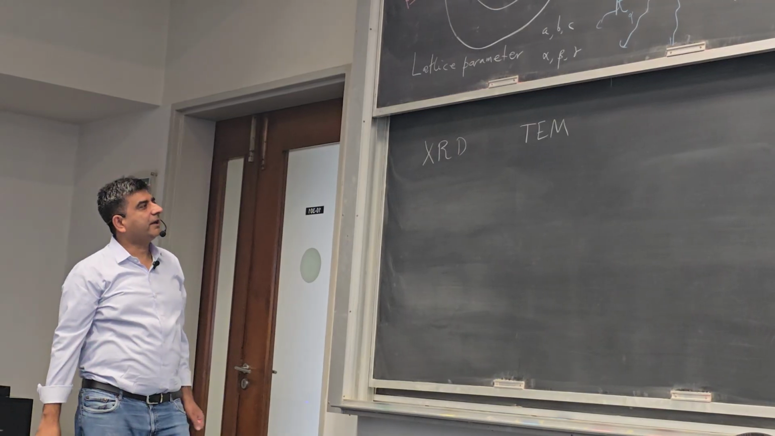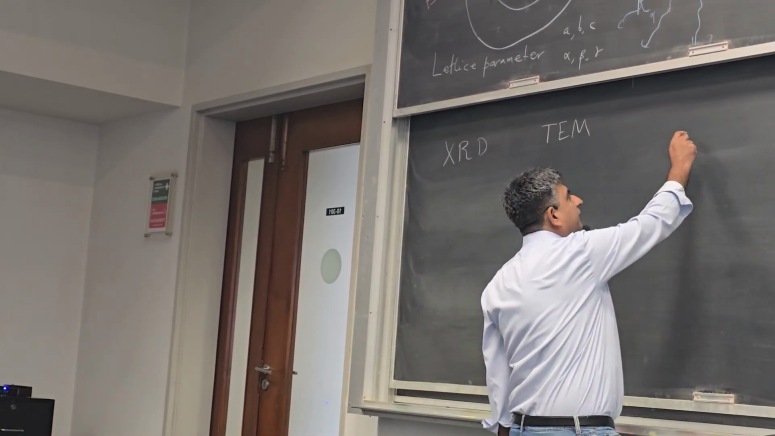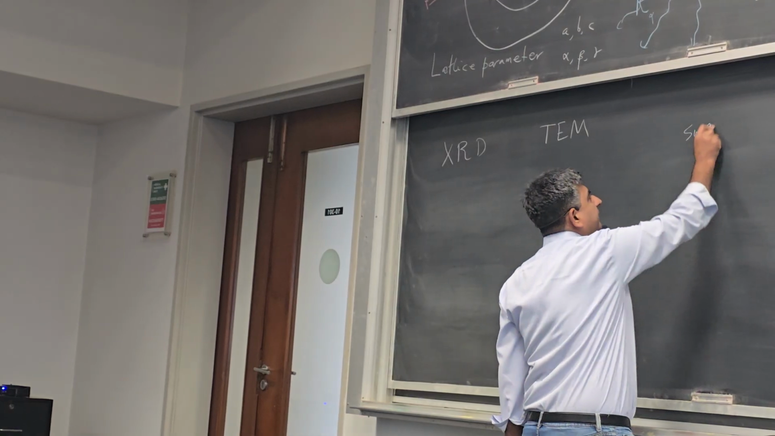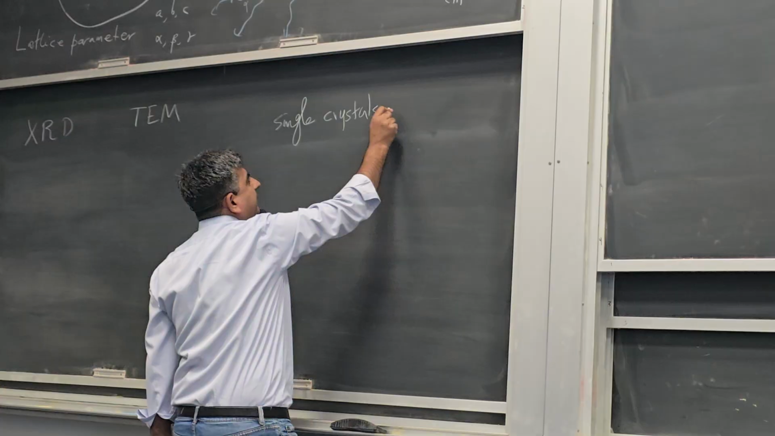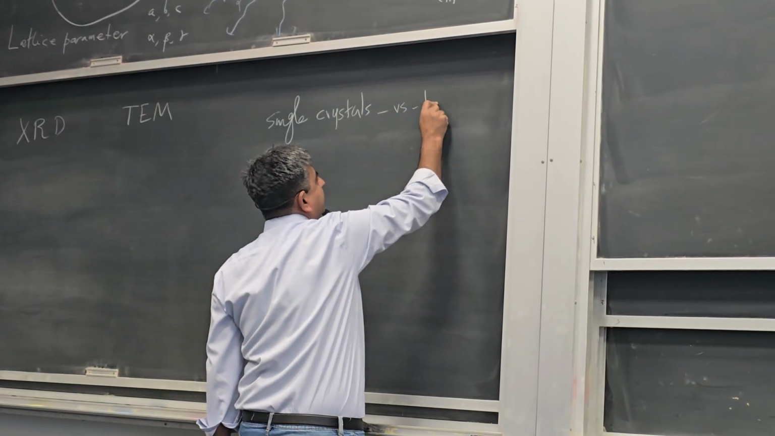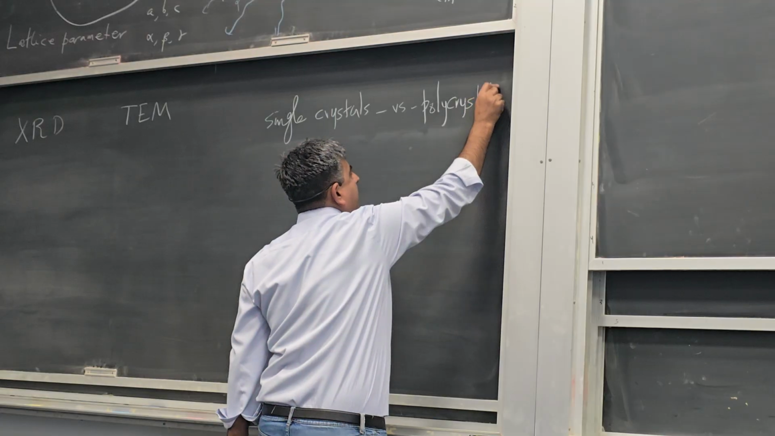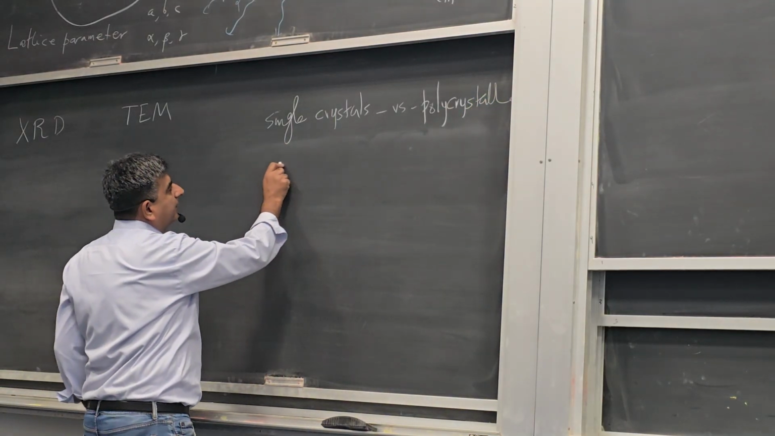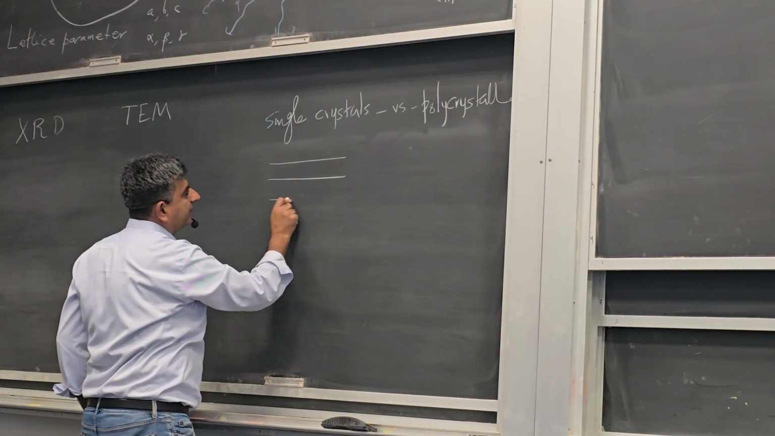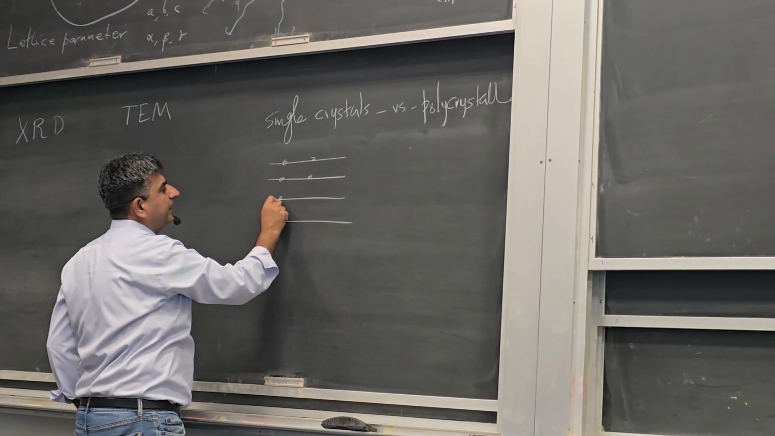All right, I also would like to distinguish between two kinds of crystals. One are called single crystals versus polycrystalline materials. Now, in single crystals, you have certain planes, and atoms are, of course, organized on these planes.